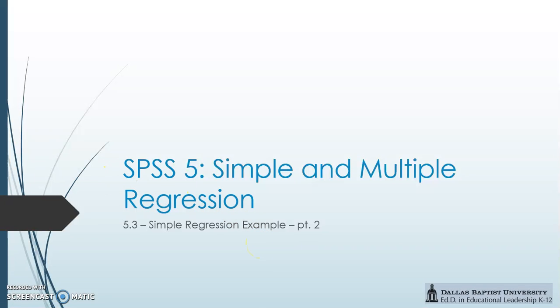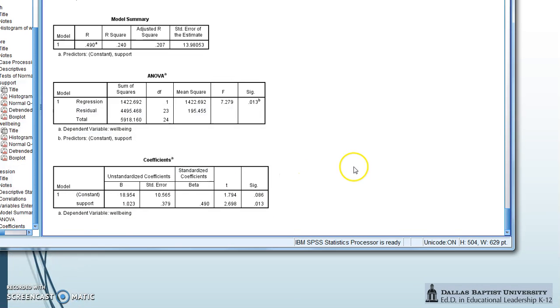Okay, sorry about that. Kind of got cut off and long-winded there, but nonetheless, let's pick up where we left off on talking about the simple regression example from Yaki chapter 13. So let's go back to our output and pick up where we left off. We just talked about the ANOVA.